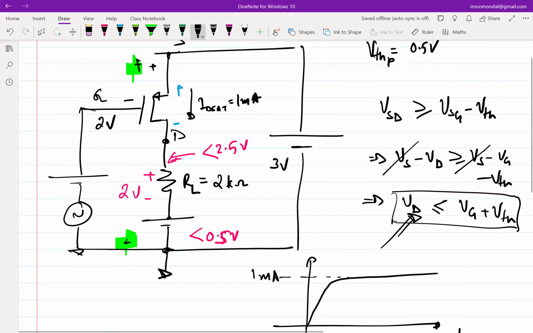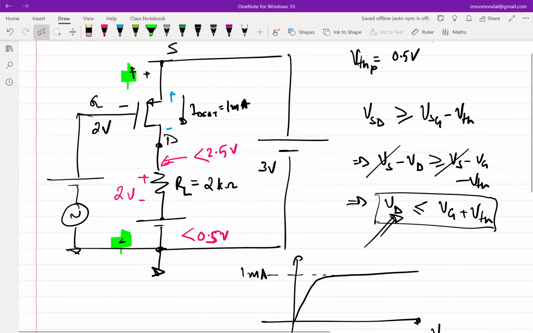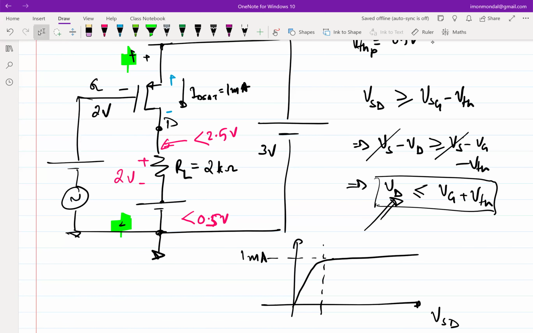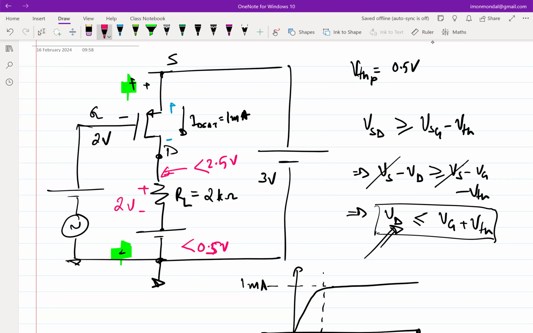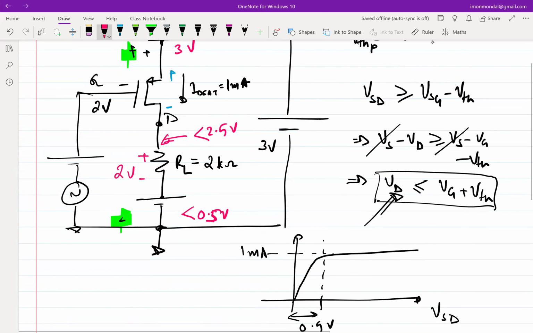And under the settings of bias points that I have selected, since the transistor is at the edge of saturation, I'm probably here, right? So the VSD in this case is how much? 0.5 volt. Because here, if you see, source voltage is 3 volt, drain voltage is 2.5, so VSD is 0.5. And at the edge of the saturation, I have a current of 1 milliamp.